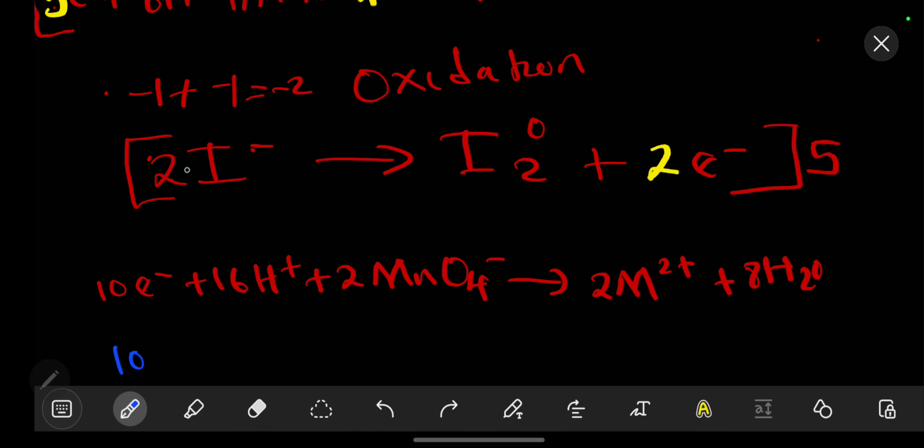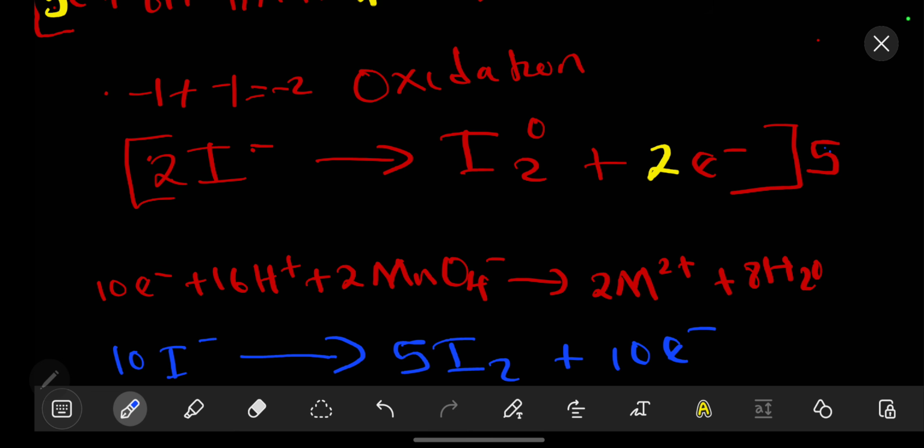We have 5 times this. We are going to have 10 iodide ions. Then we have this 5. We are going to get this 5 times this, so we put a 5 here, then we are going to have iodine, then we have plus 5 times 2, this will give us 10 electrons.